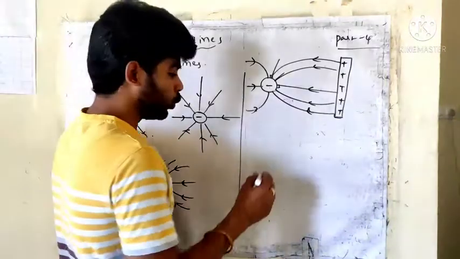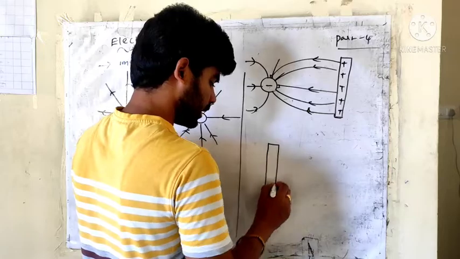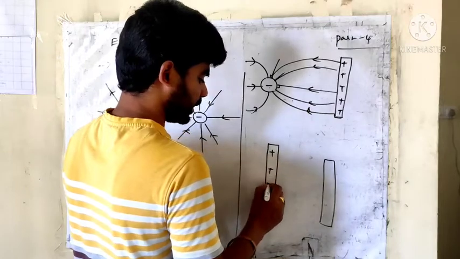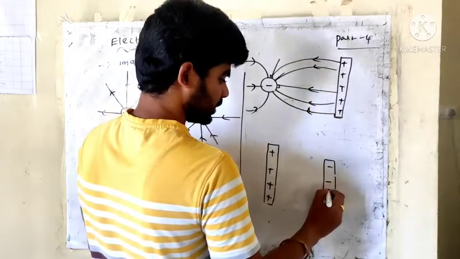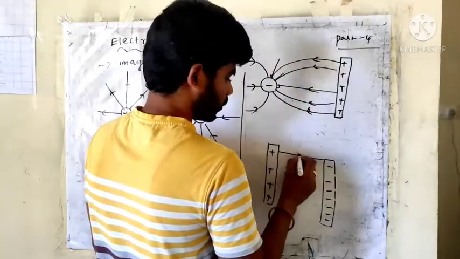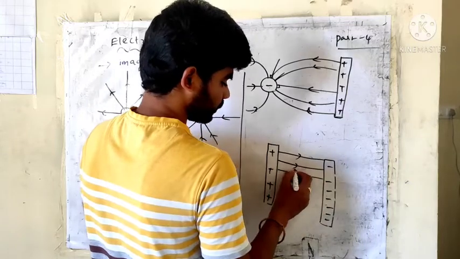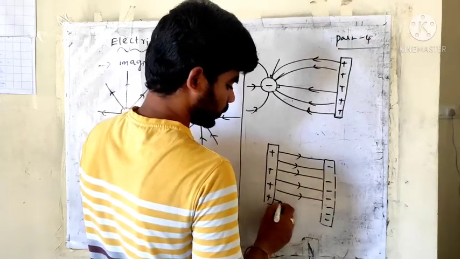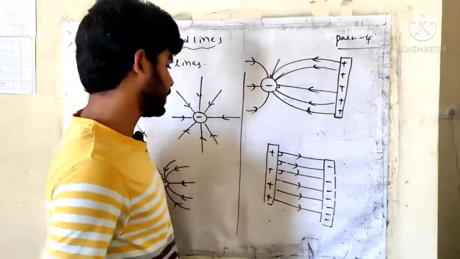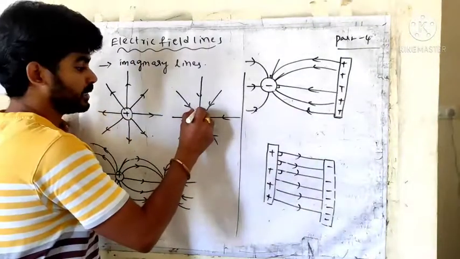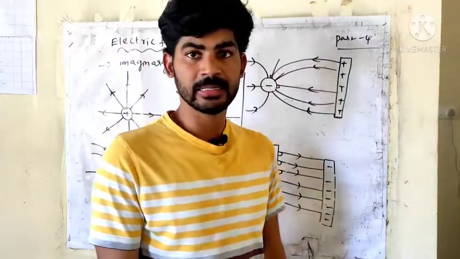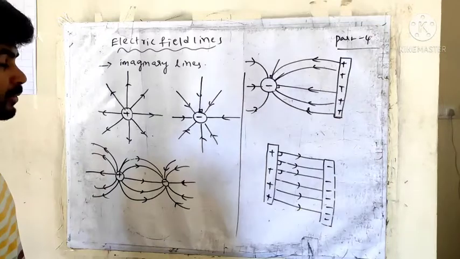Sometimes they give two metal plates, one positive and one negative. In this case, how can we draw the electric field lines diagram? Everywhere we draw the tangent line only. Positive charge is outwards, negative charge is inwards. Here 90 degrees, here 90 degrees, here also 90 degrees. Where you need the electric field direction, you can draw the simple tangent line, so the tangent gives the electric field direction. These are the electric field lines.